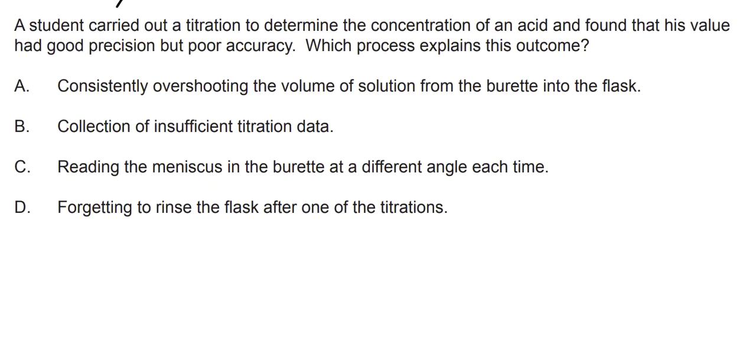A student carried out a titration to determine the concentration of an acid and found that his value had good precision but poor accuracy. Which process explains this outcome? Consistently overshooting the volume of solution from the burette into the flask. Consistently overshooting does seem like something that would give poor accuracy, but if it's consistently done, it would give good precision, because precision is how close the values are to each other, whereas accuracy is how close they are to reality.